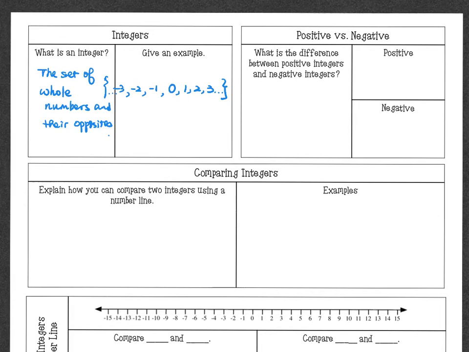And what's the difference between positive and negative integers? I want you to write down: positive integers are greater than 0. Positive integers are greater than 0. And negative integers are less than 0.